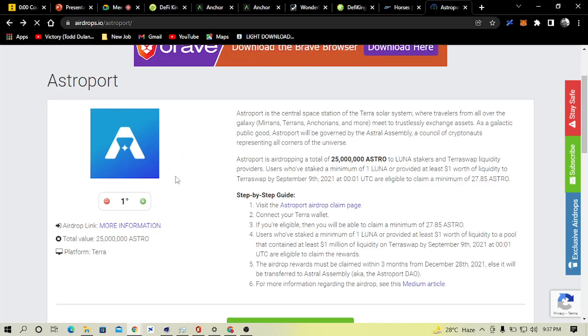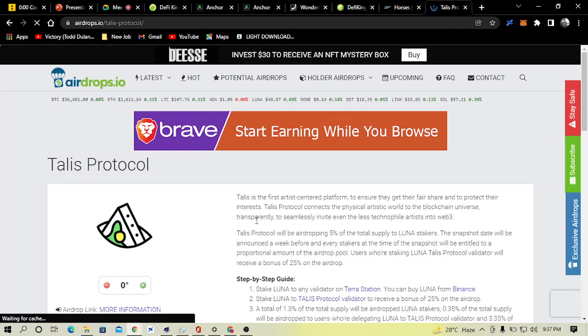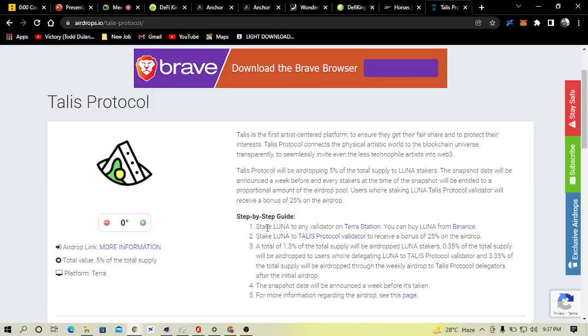So let me open one that is upcoming. This one is coming very soon. Although they've launched, the airdrops have not launched yet. And guess what the step by step is? Stake Luna to any validator on Terra Station. You can buy Luna from Binance. Now, to get extra, stake Luna to the Talis Protocol validator to receive a bonus of 25%. Meaning that, number one, staking Luna to any validator already makes you eligible. But staking Luna to this particular validator, their own validator, gives you another 25% bonus.